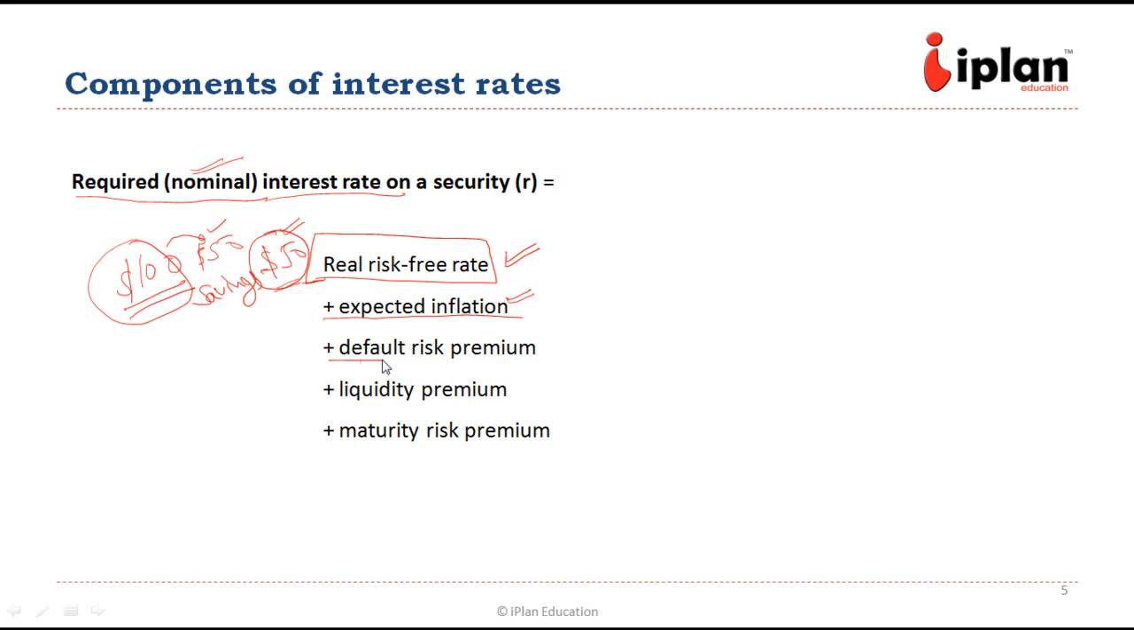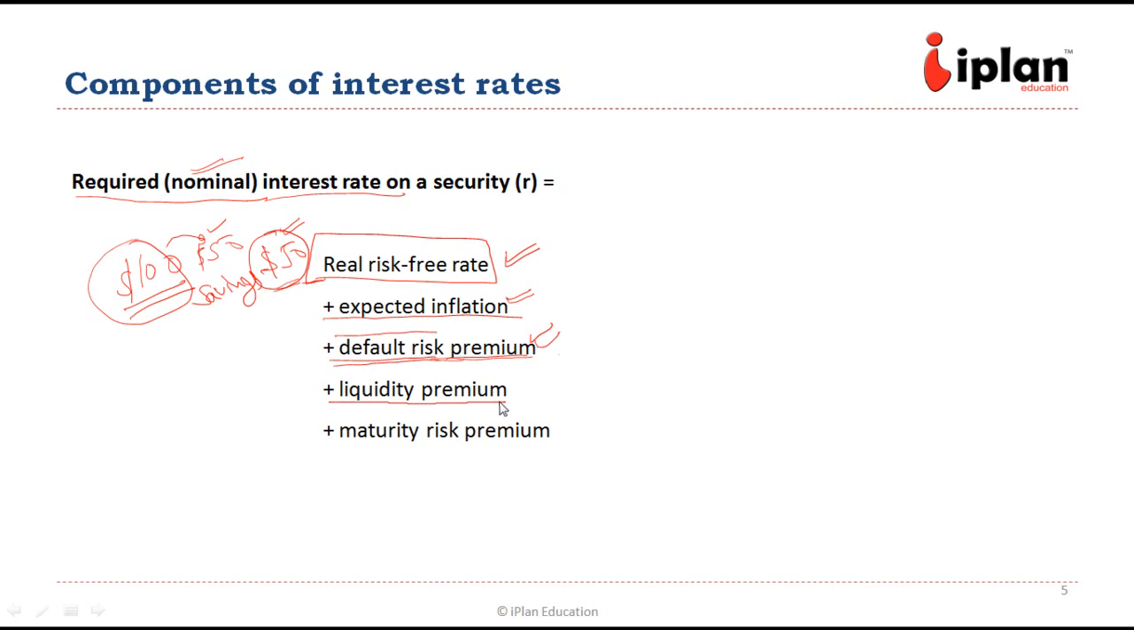Then comes the third part, which is the default risk. There is a possibility that the company which is borrowing from this investor is not able to repay the interest or the principal itself. The company may default. Because of the default risk, again a premium is associated, so this investor has to be compensated for the default risk as well. So this also becomes a part of the interest which this person deserves.